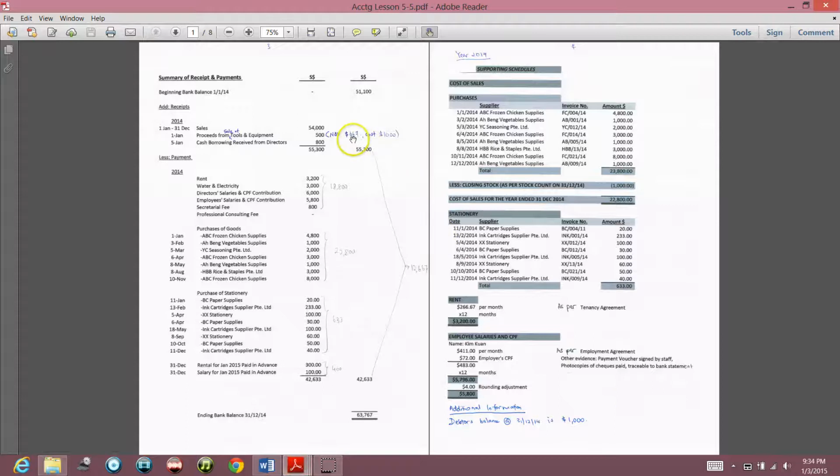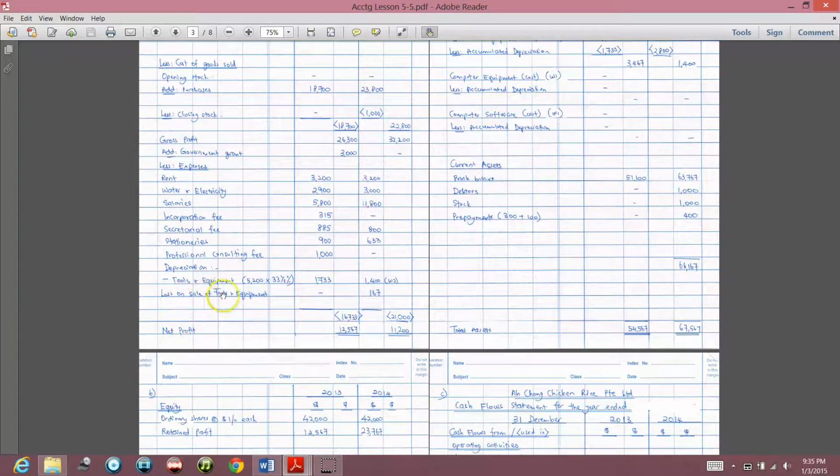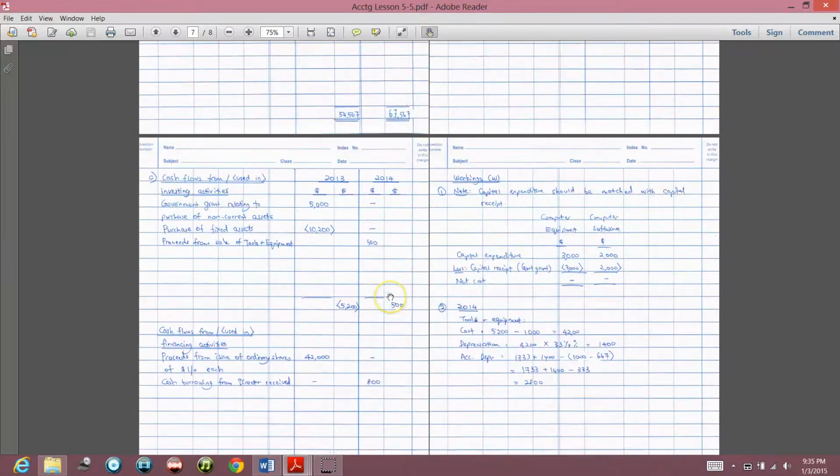So the net book value at the beginning of the year is 667, but I sold it for 500. That means I sold these tools and equipment at a loss of 667 minus 500, which is 167. So this loss on sale of tools and equipment, I put under expenses also, 167. Okay, good. Under workings, I put 2014, workings, tools and equipment.